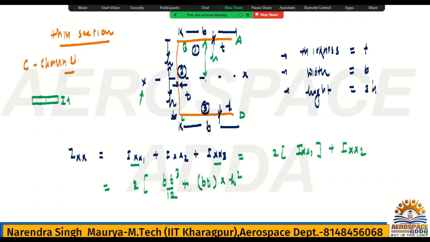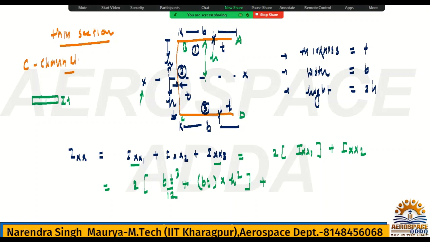So it is ICG, the moment of inertia about CG for this AB section, plus A y squared, that is the parallel axis theorem. This is the same for Ixx1 and Ixx3, it will be the same. That's the reason I have 2 times here. h squared.